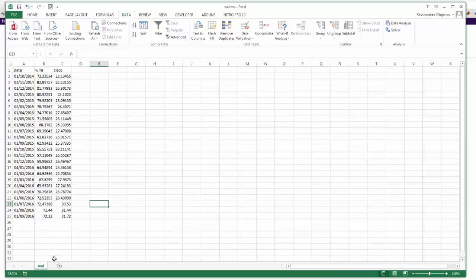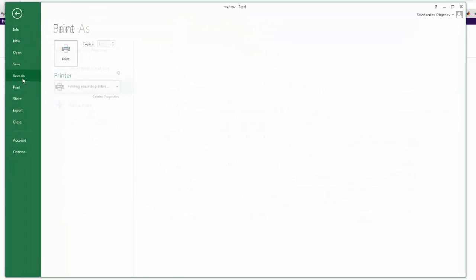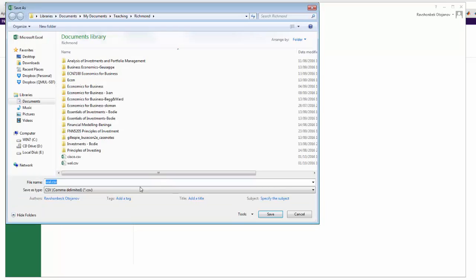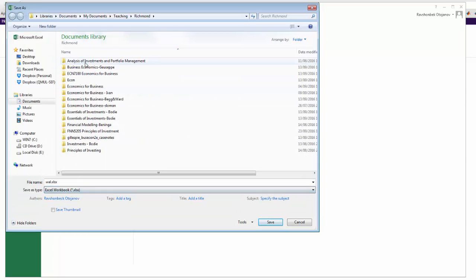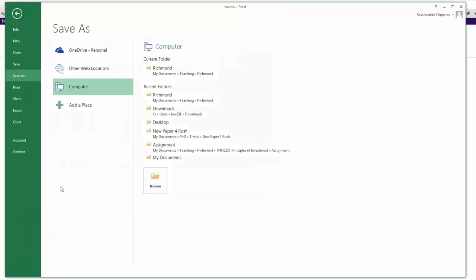Now this has a CSV extension, you see, so you have to save it as Excel to do any further analysis. Let's see if I can save it. So XLSX. Call this risk return. It's a practical, so you can call it anything.